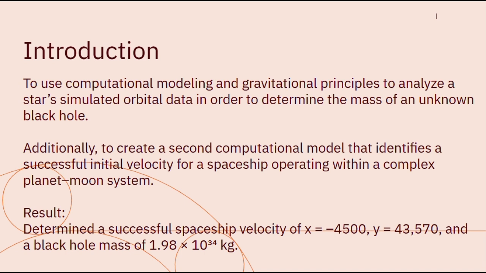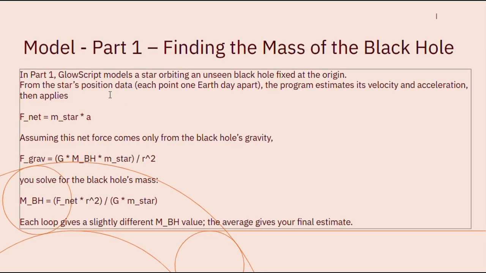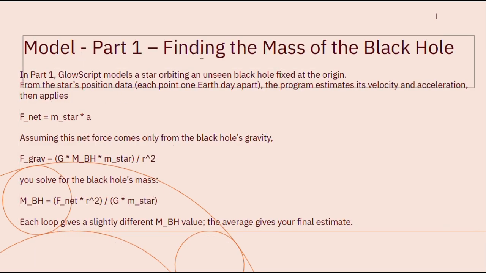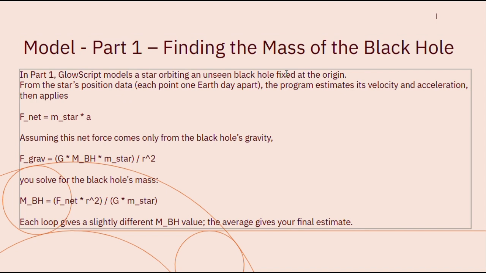By the end, we determined the black hole's mass and an optimal initial velocity for the spaceship that avoided crashes or escape. In the modeling, part 1, finding the mass of the black hole. In this first model, the star orbits around an unseen black hole located at the origin.